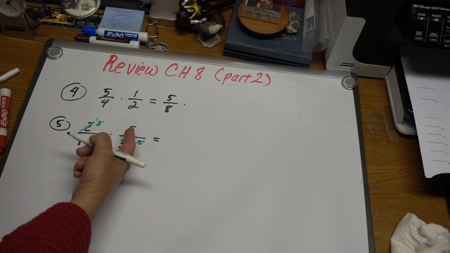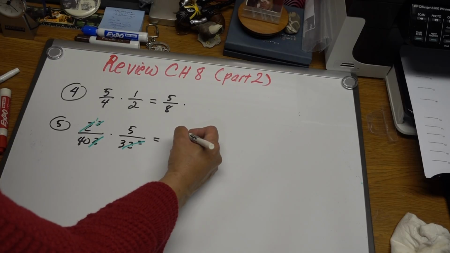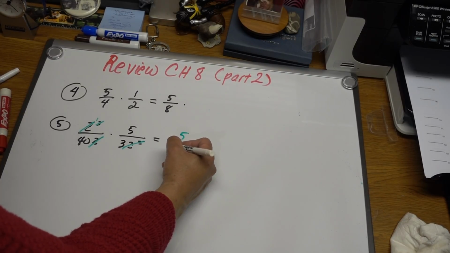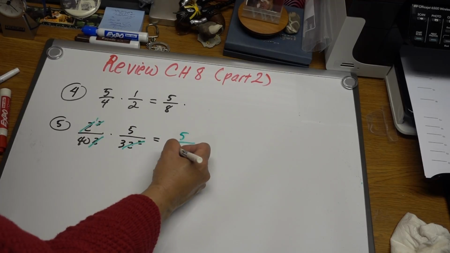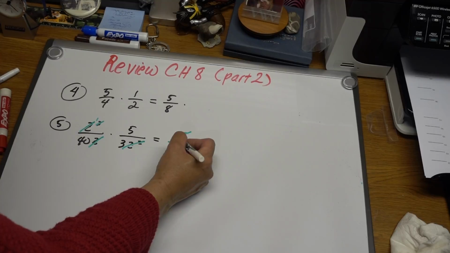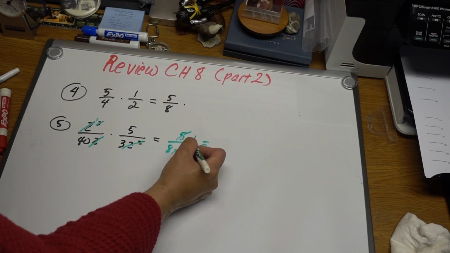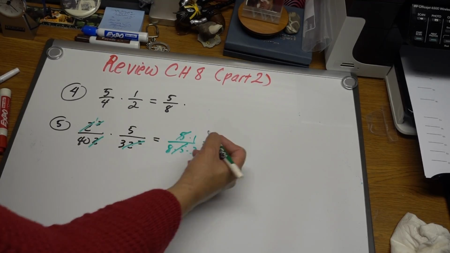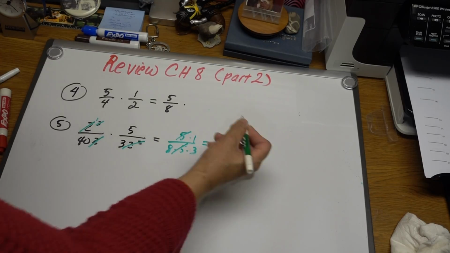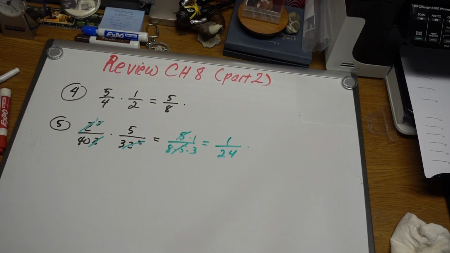What do we have on top? 5 and 40. So let's rewrite it. It's 5 over 40 times 3. But I'm going to write 40 as 8 times 5 times 3. Right? Then 5 cancels 5. You have only 1. 5 times 1 is 5. So you have 1 over 8 times 3 is 24. So that's the answer for number 5.